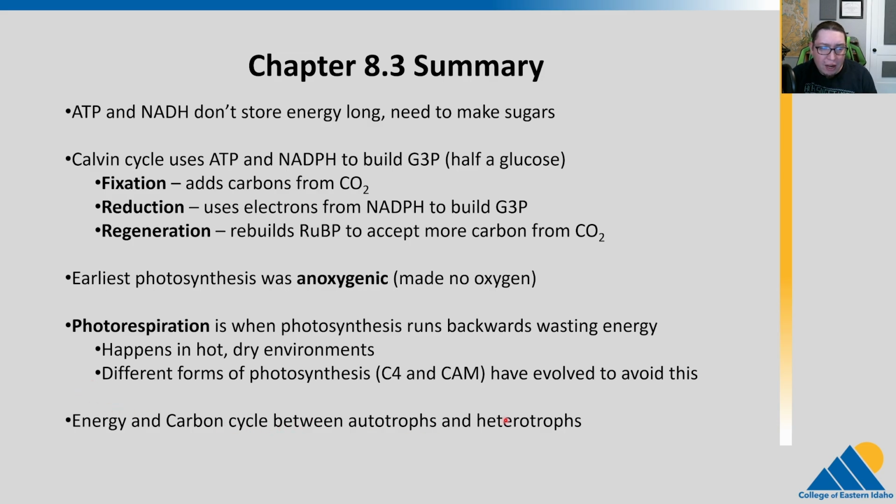Energy in the carbon cycle cycles between the autotrophs and the heterotrophs, although I want to remind you, these ones really don't need us that much. We need them, though. We need those autotrophs. All right, that's it for our photosynthesis chapter.